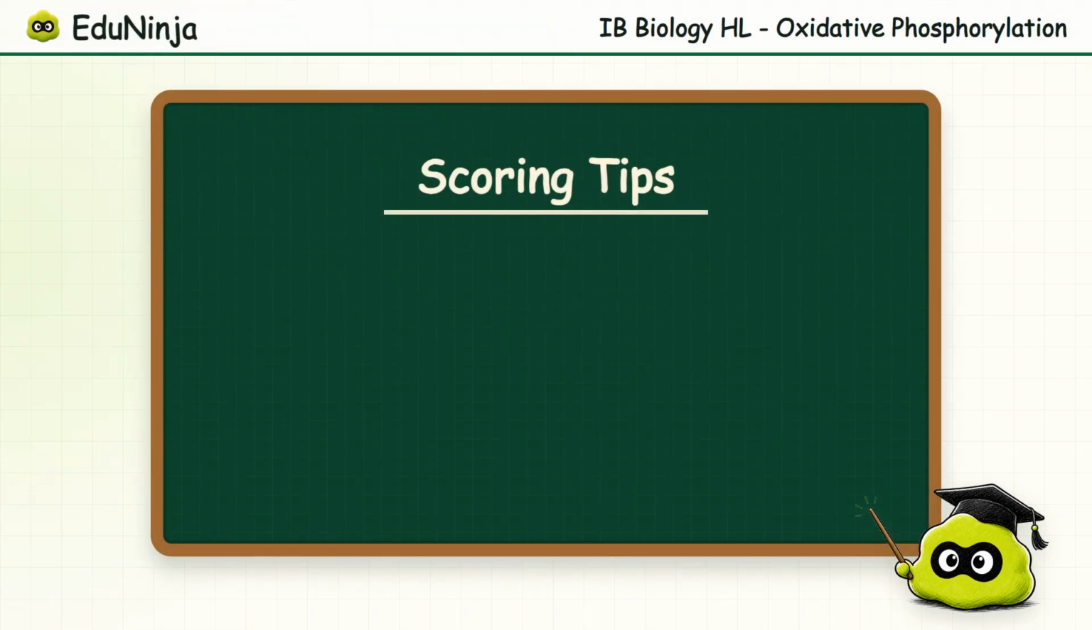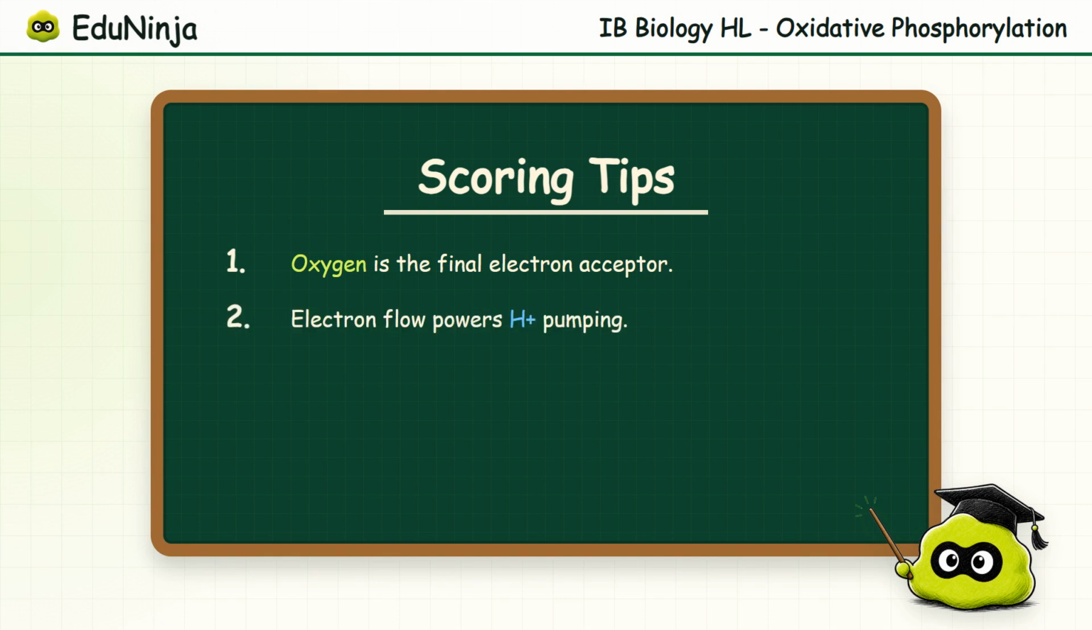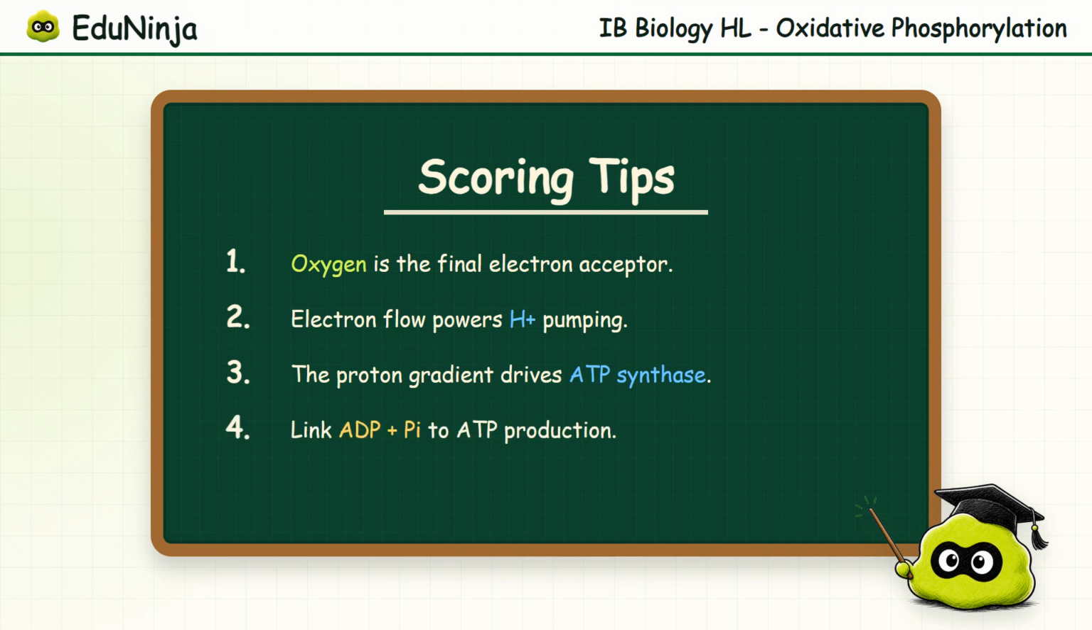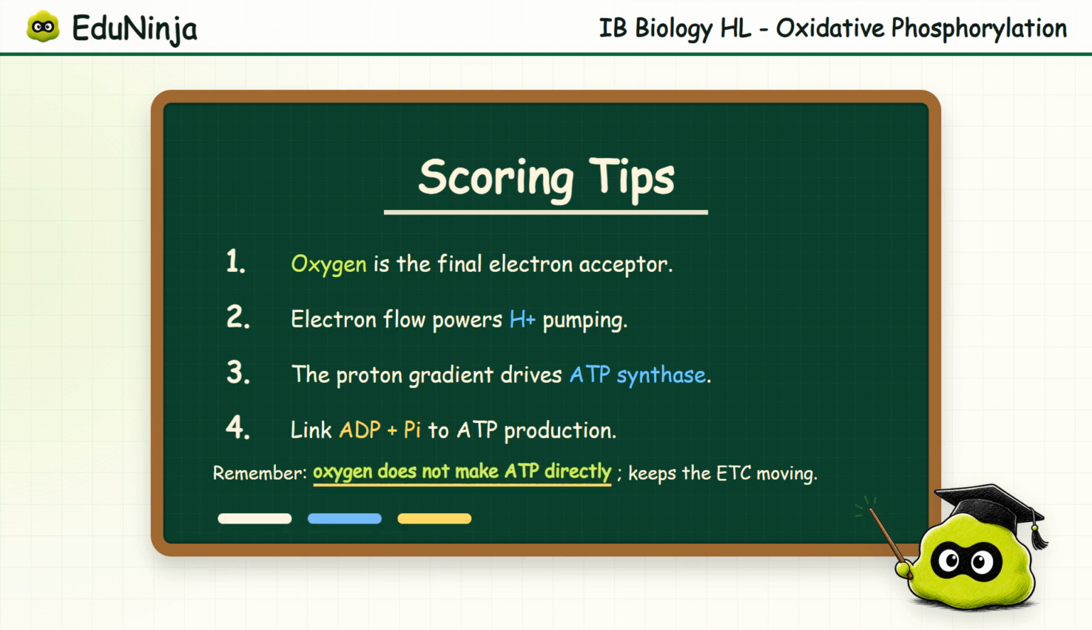For scoring tips, keep the chain clear. First, oxygen is the final electron acceptor. Second, electron flow powers proton pumping across the inner mitochondrial membrane. Third, the proton gradient drives ATP synthase. Fourth, link ADP and inorganic phosphate to ATP production. Remember, oxygen does not make ATP directly. It keeps the electron transport chain moving.